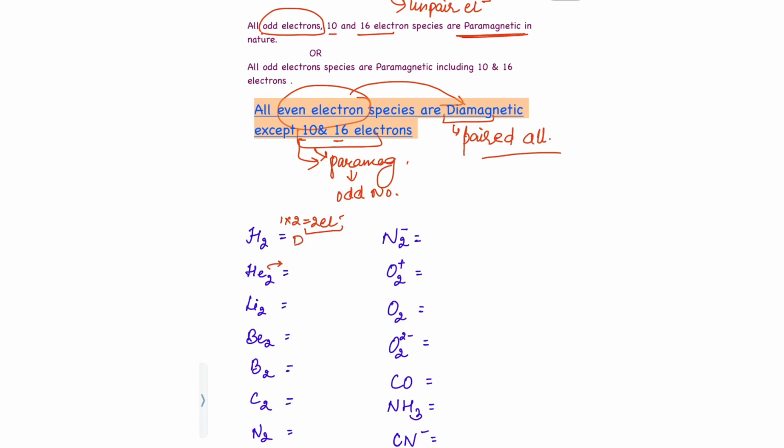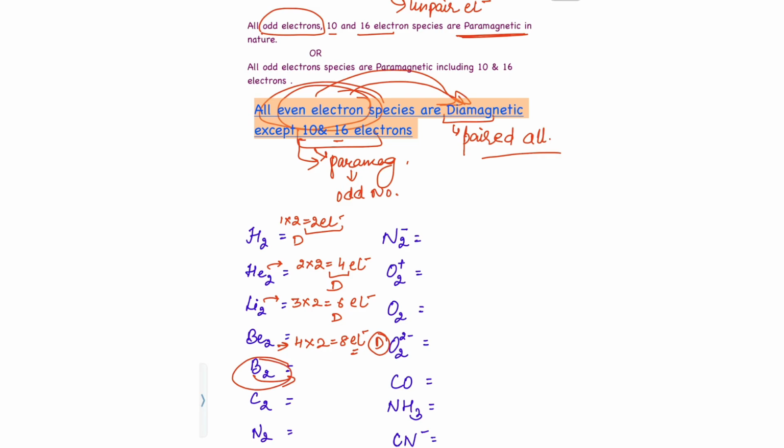Helium, 1 helium contains 2 electrons, then 2 helium will contain 2 into 4, 8 electrons, because electrons are again even in number, and if electrons are even in number, then those species are diamagnetic in nature. Lithium, 1 lithium will contain 3 electrons and 3 into 2, 6 electrons. This is again diamagnetic in nature. Beryllium, 1 contains 4 and 2 contains 8 electrons. Again the species is diamagnetic in nature.